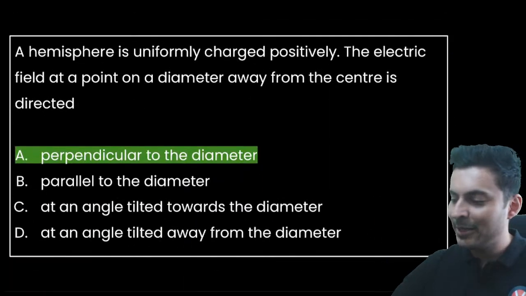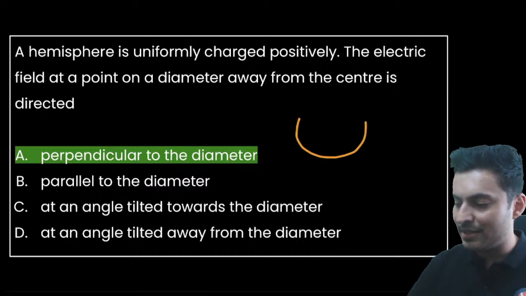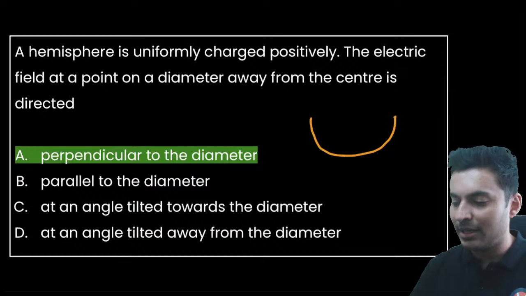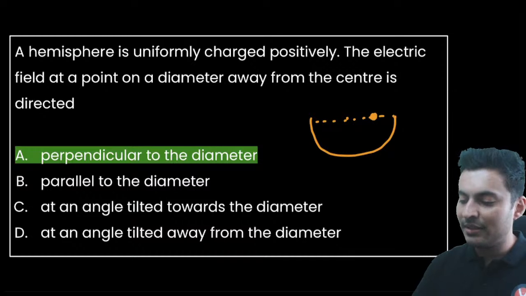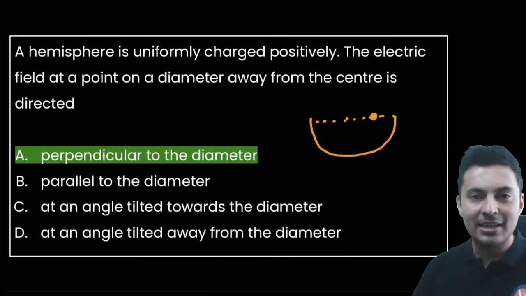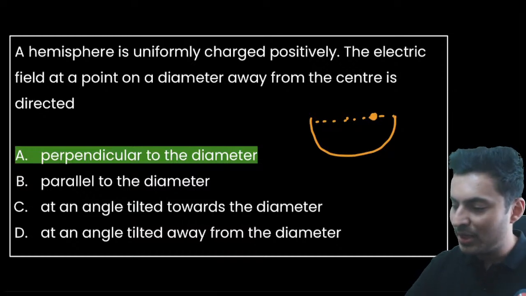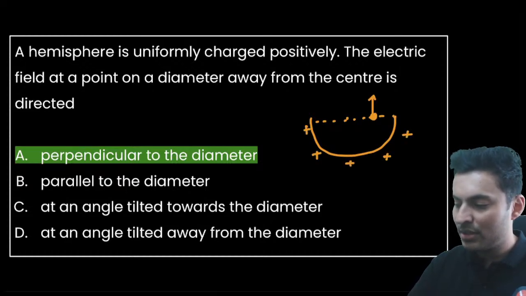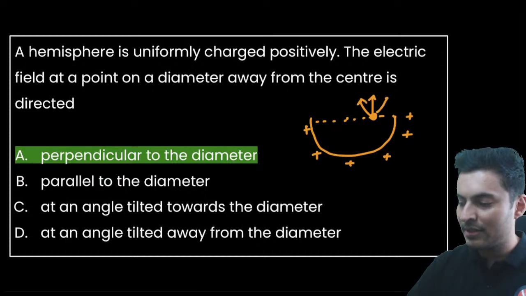The hemisphere is uniformly charged positively. So basically think of this as the hemisphere. Not so great a drawing, but this is your hemisphere, which is charged positively. The electric field at a point on the diameter, away from the center. If you take a point somewhere over here, where will the electric field be exactly at that particular point? That is the question. It is going to be somewhere over here, because all these positive charges are going to repel it. So basically the resultant of all these fields or forces will come out somewhere in this direction.